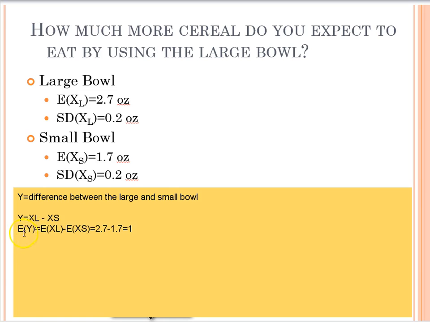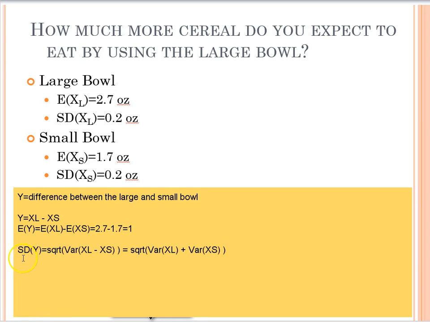To find the expected value of the difference, we can just use the fact that we can separate these two expected values out and then plug in their two expected values for the large bowl and the small bowl, and that's going to give us a value of 1. So the expected difference between the two bowls is 1.